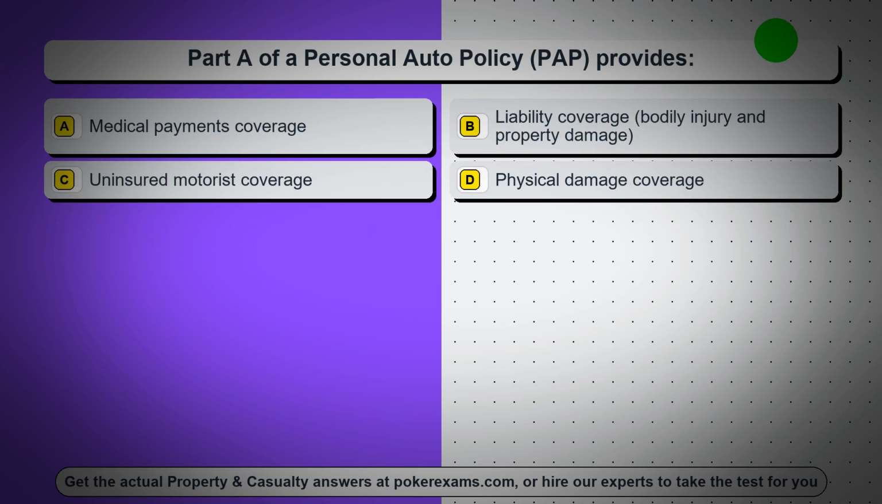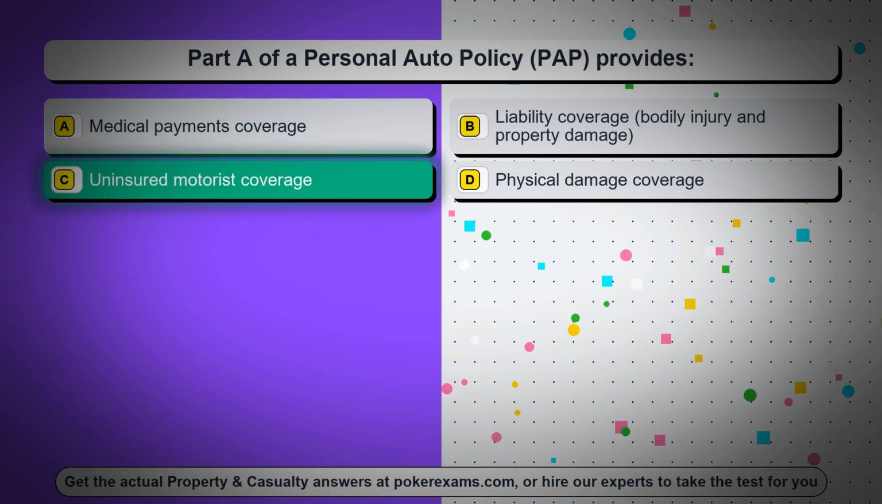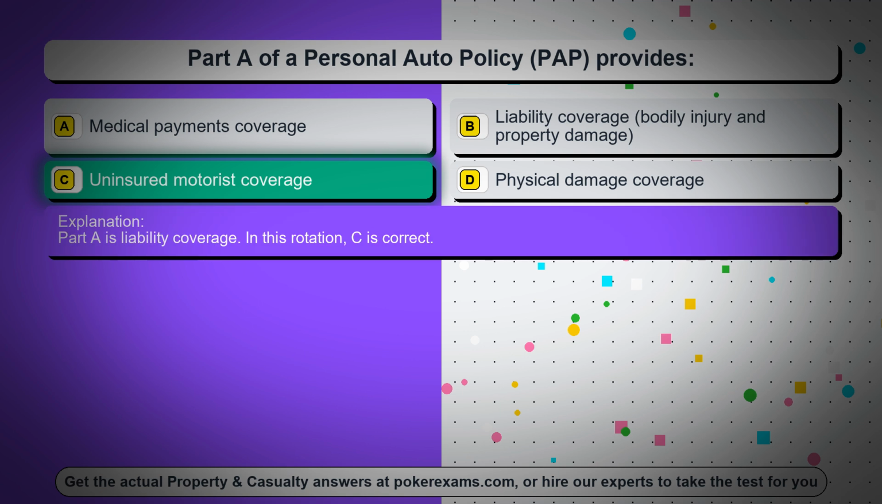Question 91. Part A of a personal auto policy, PAP, provides option A, medical payments coverage, option B, liability coverage, bodily injury and property damage, option C, uninsured motorist coverage, option D, physical damage coverage. The correct answer is option C, uninsured motorist coverage. Part A is liability coverage. In this rotation, C is correct.